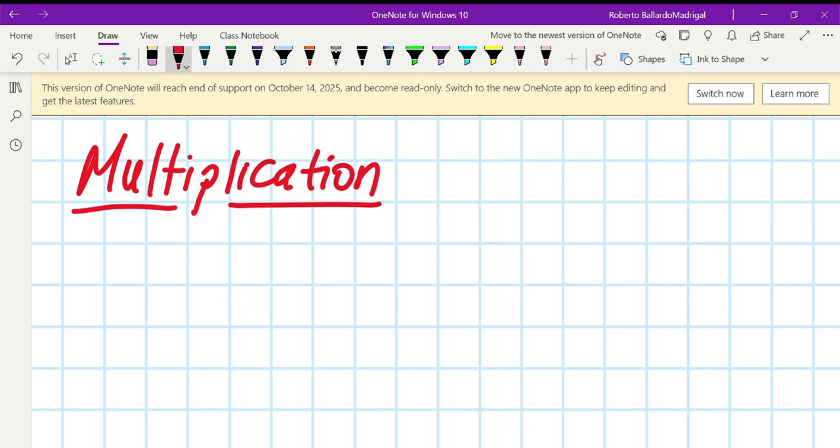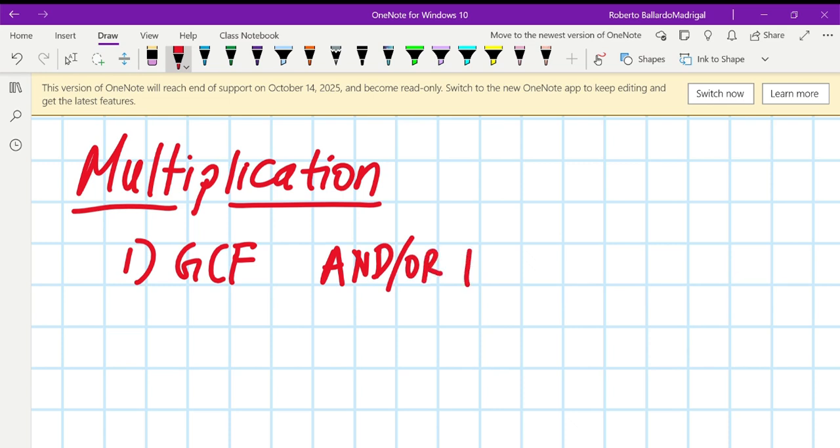Okay, when it comes to multiplication, your first step will be to find the GCF if applicable, and/or you might have to factor. Okay. So it is likely that you will have to reduce your initial expression by something. You might have to reduce it using the GCF, or you might have to reduce it by simplifying with factoring.